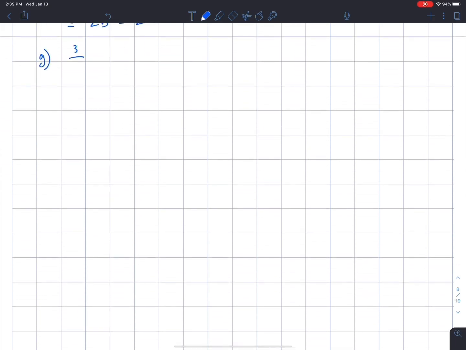G, 3 over 4 bracket 8 minus 4x. This will be 3 over 4 times 8 minus 3 over 4 times 4x. 3 over 4 times 8 is going to give us 6 minus, I can cross out the 4, so it will just be 3x.